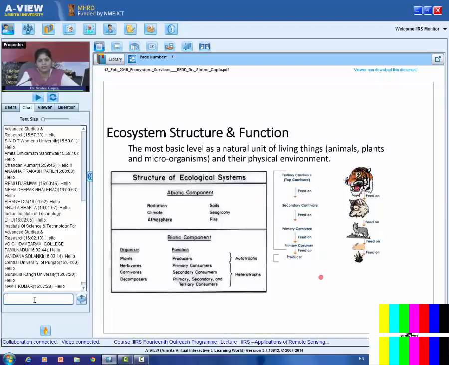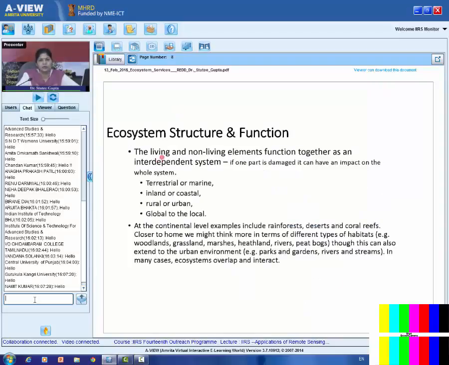The structure is this organization, and the function is again the transfer of energy and material. So continuing it further, the living and non-living elements function together as an interdependent system. For example, if one part is damaged, it can have an impact on the whole system.